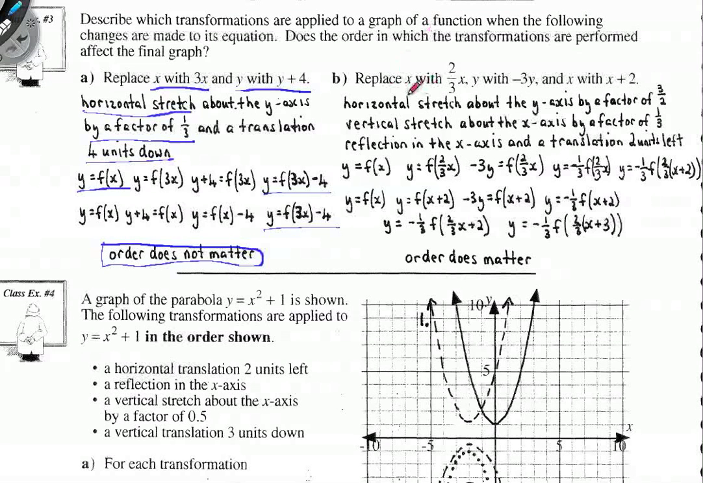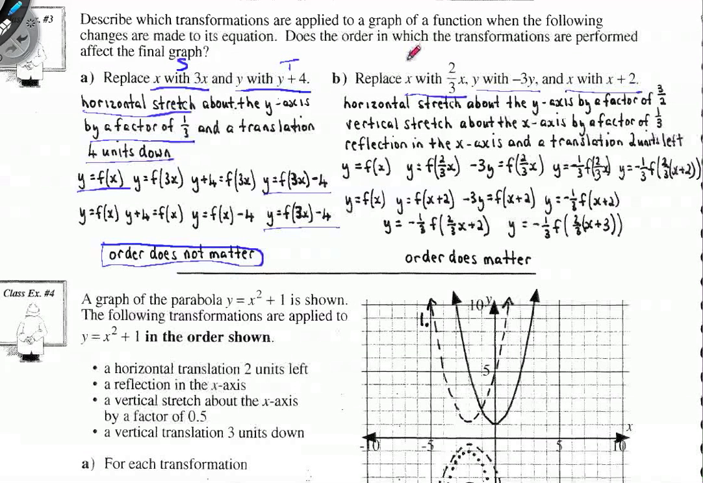Replacing, on part B here, replacing x with 2/3 x and y with negative 3y and x with x plus 2. Now I just want to see what happened over here. We did a stretch, that was a horizontal stretch, and then a movement at 90 degrees, it was a translation. So as long as these are at 90 degrees, order doesn't matter, as you can see. You can see down here order does matter, but let's see why.